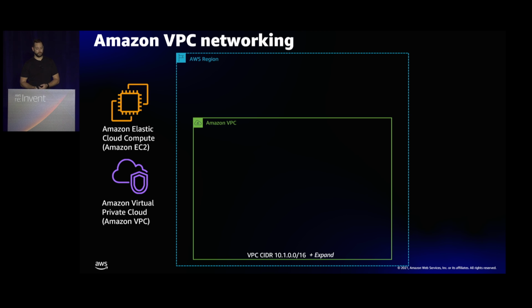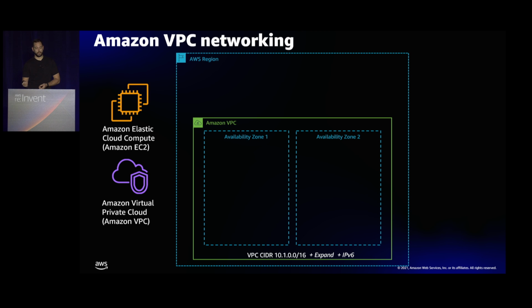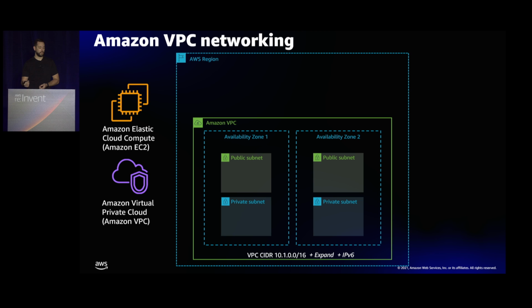And within a VPC, you've got things like a CIDR range. You can expand that range. You can use IPv6 in a dual stack mode. We have availability zones within our VPCs, or within our regions for the VPC. We have subnets, and then we have EC2. So EC2 runs inside of VPC, and again, this is our base level 100 level stuff here.